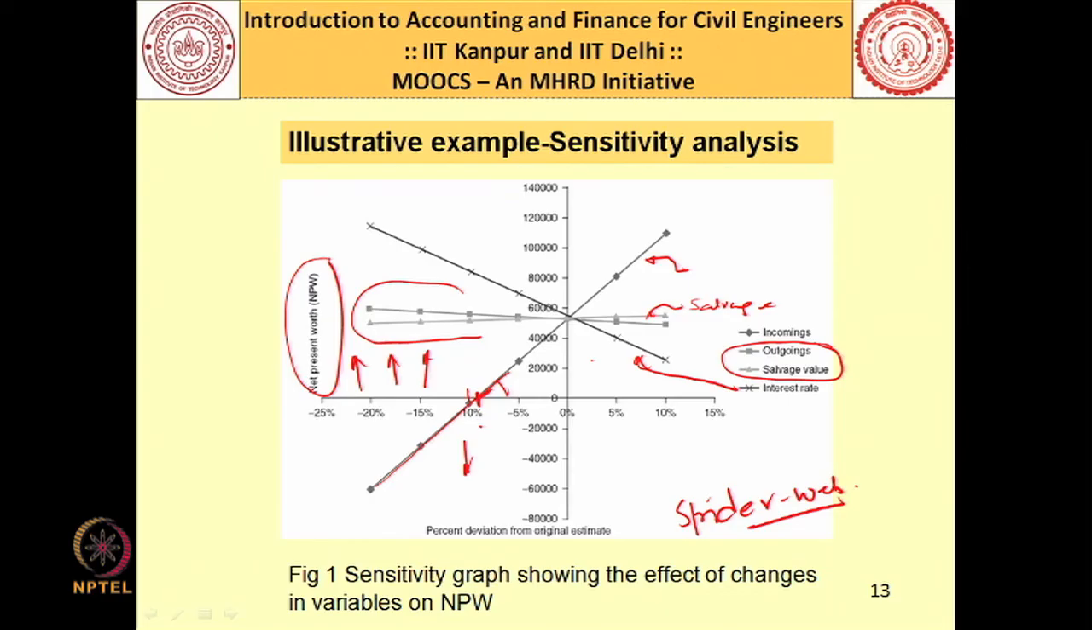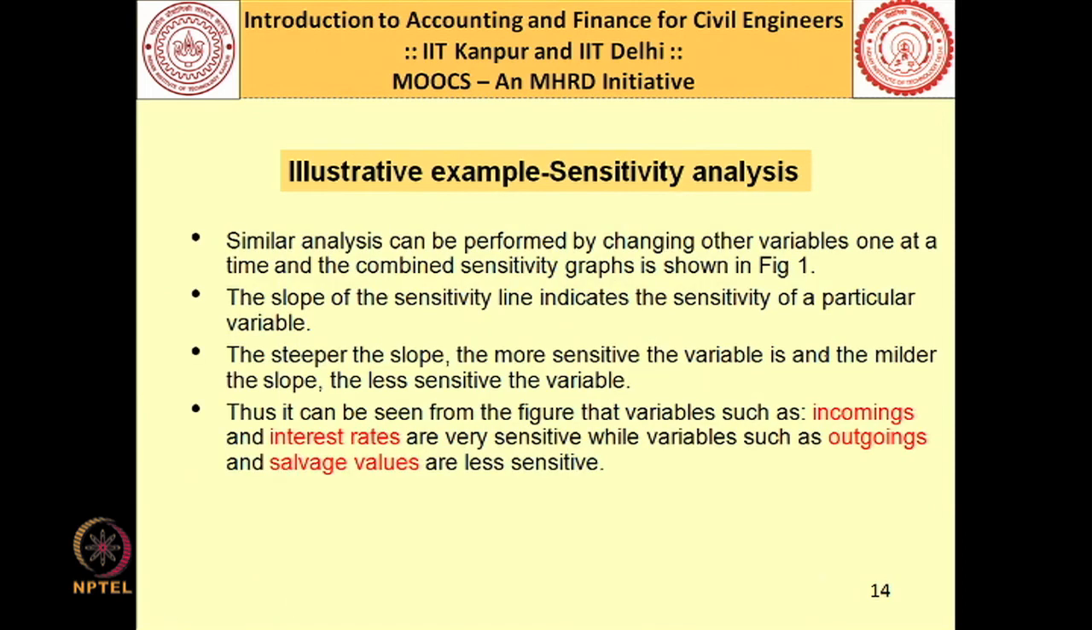Even if you are approximate, it should be all right, because they do not have a great impact on your overall decision. But when it comes to incomings and interest rate, even a slight change there may change your decision. This is what you have to understand very carefully. The variables incomings and interest rate are very sensitive, while variables such as outgoings and salvage values are less sensitive.